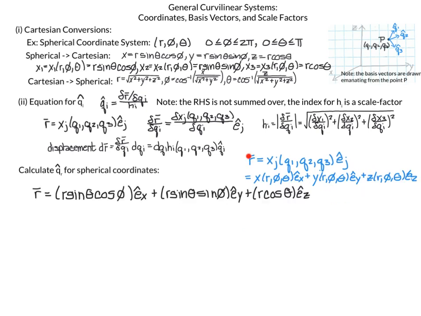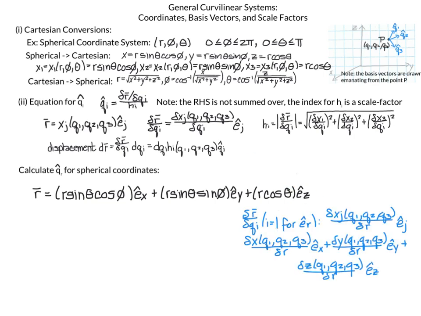Plugging this in then, our vector r is x of r, phi, theta. That's written right over here. So that's our r sine theta cosine phi in the x direction. Then our y of r, phi, theta is right here: r sine theta sine phi in the y direction. And finally, our z of r, phi, theta, which is r cosine theta in the z direction.